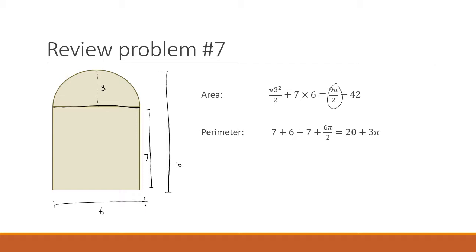What about the perimeter? Well, I have side 7 right here, side length 6 on the bottom, 7 on the other side, and I have half of the circumference. The diameter is 6, so I do 6 times pi. It's just half of it, so I just divide that by 2, which gives me 20 plus 3 pi. So I'm using the additivity of the perimeter, additivity of the area to figure out the area and the perimeter of the shape.